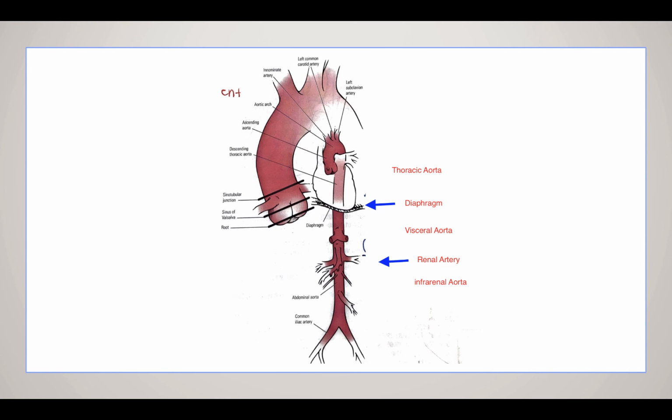In your CPT book, at the beginning of this section, you should have a diagram that looks like this. You should mark it just like I have here so you know where the thoracic aorta is. See, it's above that blue arrow, which is the diaphragm. Your visceral aorta is in between your diaphragm and your renal artery. And your infrarenal aorta is right here underneath your renal artery.